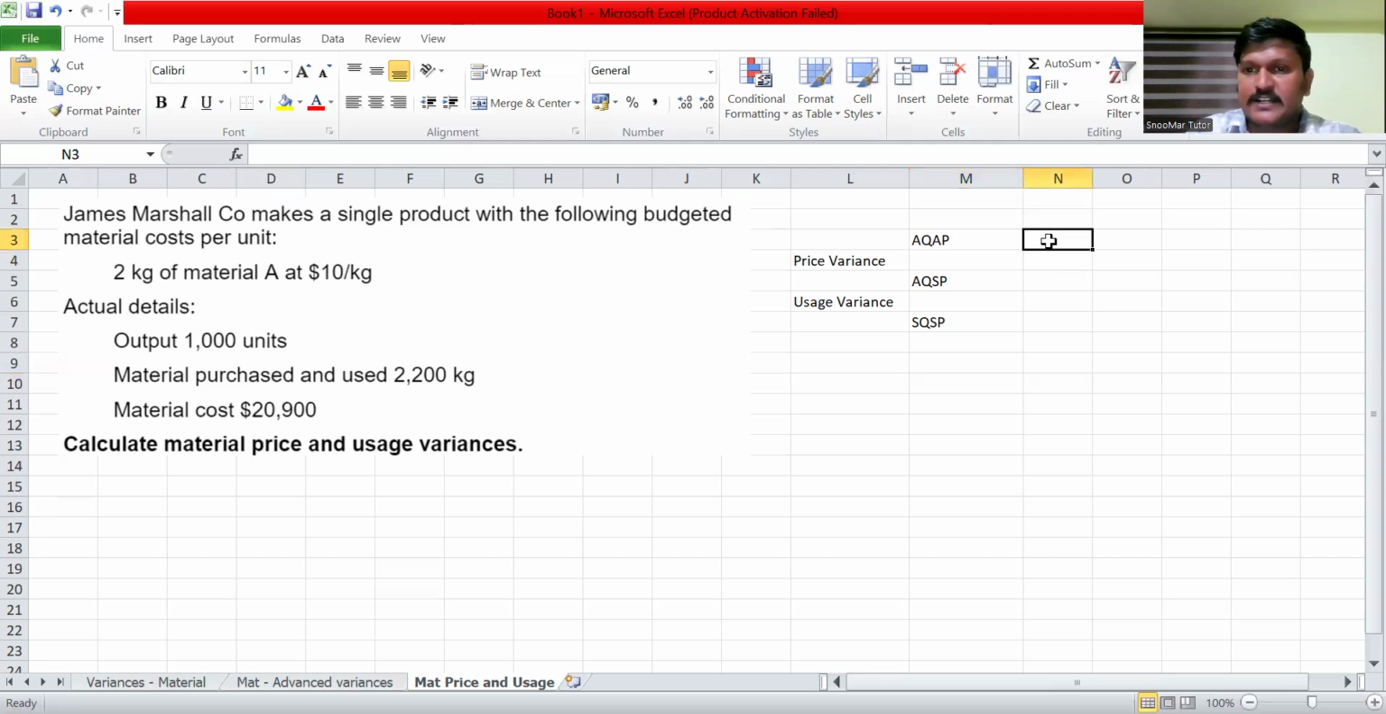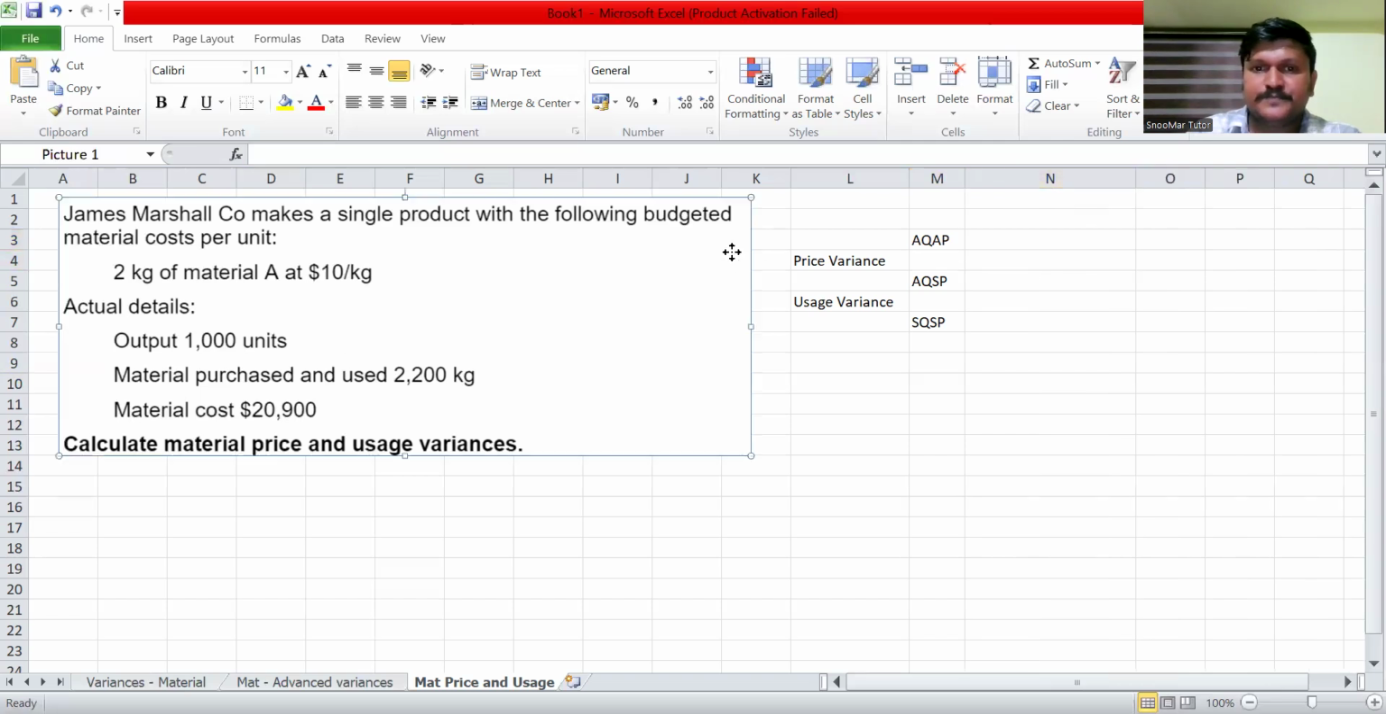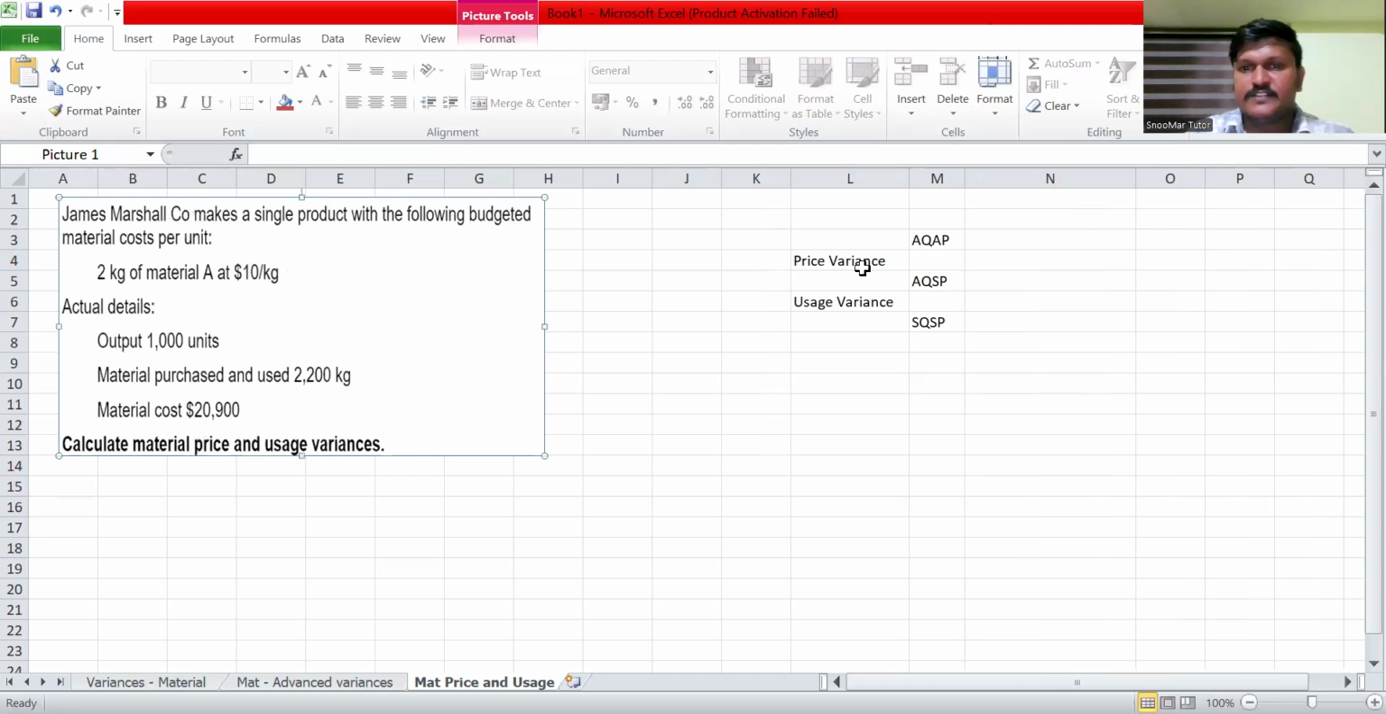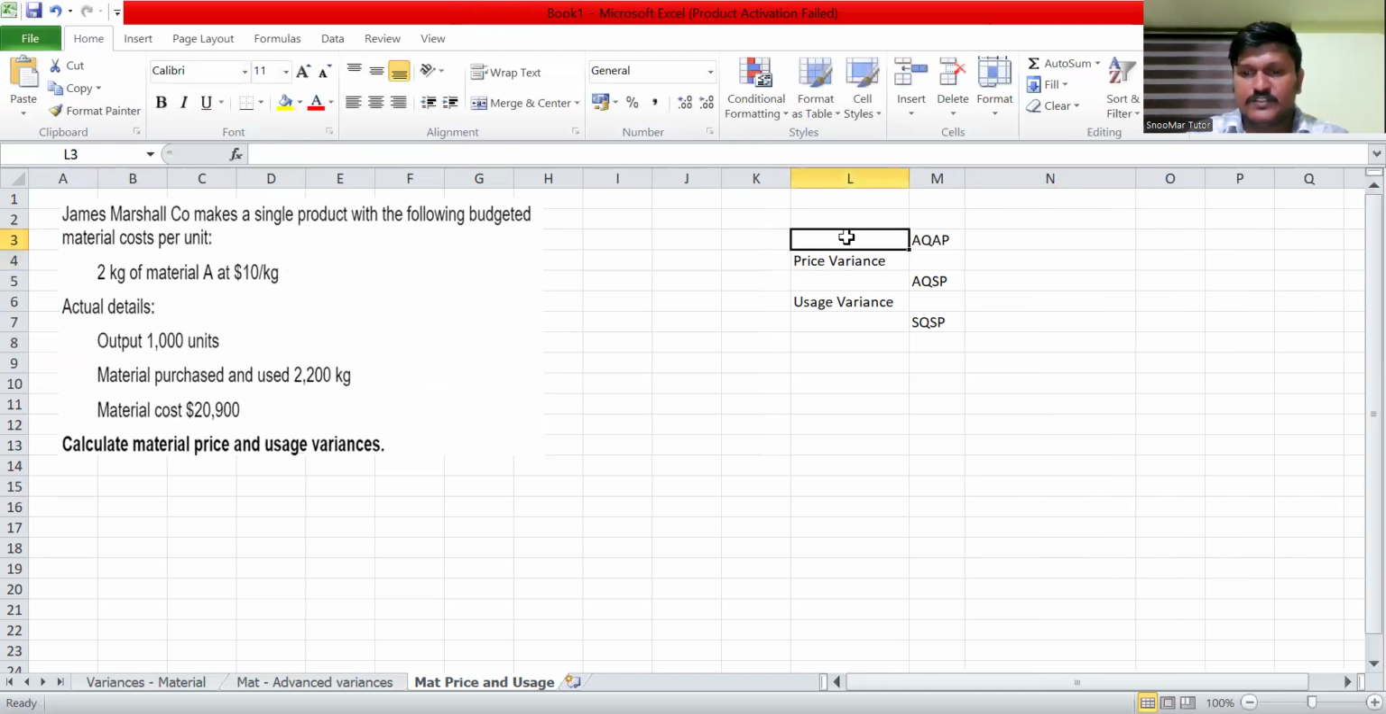Now let's consider filling this information into the columns over here. I think the question is pretty visible to you, so I'll just move this particular thing to the left side a little bit.